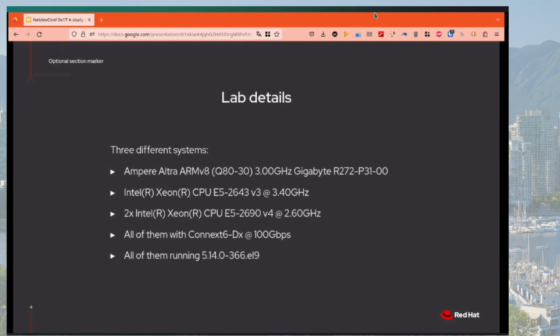Some notes on the lab. I had 3 different systems. One is this Ampere Ultra, which has 80 cores. Another is an E5, and then another E5, but it has 2 sockets in the system, so it's a much larger system, running at a lower clock. All of them had the same NIC this time, a ConnectX-6 at 100 gigabits per second, and all of them ran the same mainline kernel.